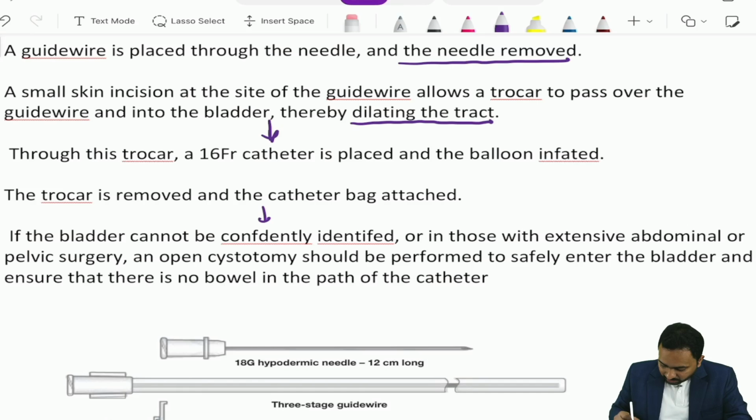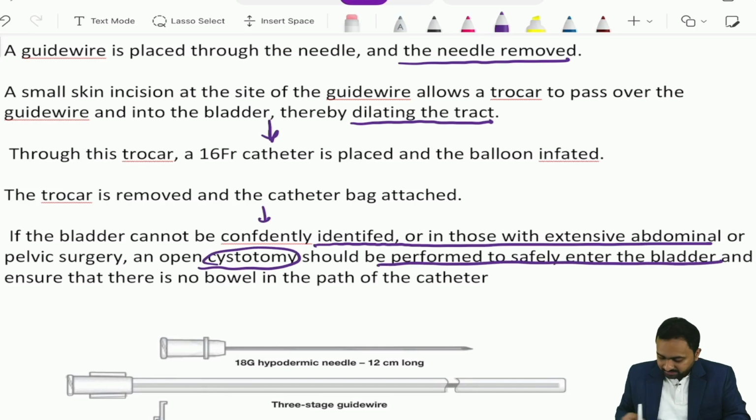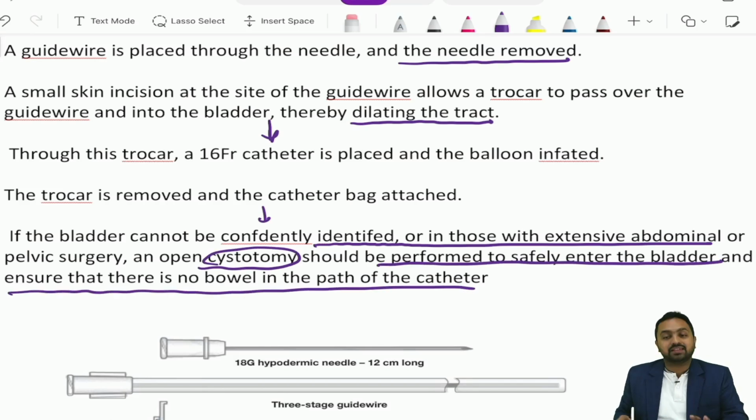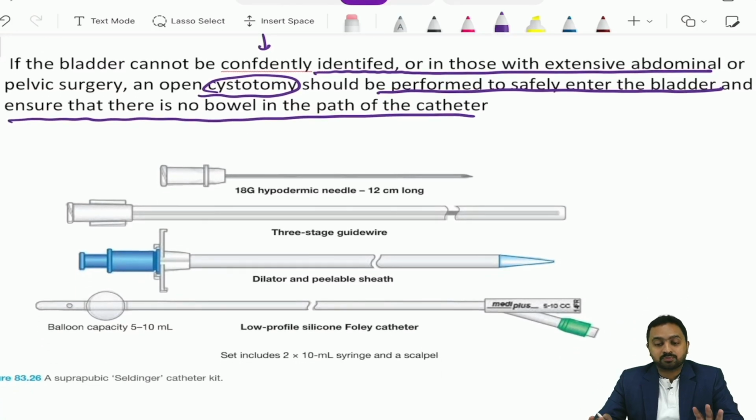Now, if the bladder cannot be confidently identified, or in those with extensive abdominal or pelvic surgery, open cystotomy should be performed to safely enter the bladder and ensure that there is no bowel in the path of the catheter. So this is the Seldinger technique of suprapubic cystotomy. If you look at this diagram, this is a suprapubic Seldinger catheter kit which is readily available and makes life easy to do your suprapubic cystotomy.